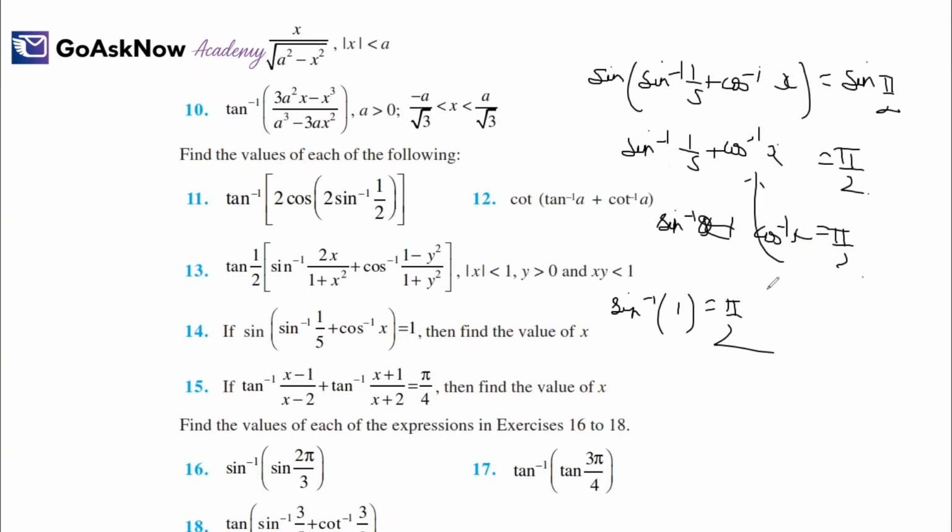So cos inverse x will be equal to what? Cos inverse 1 by 5 only. Because here sine inverse 1 by 5 plus cos inverse 1 by 5 must be equal to pi by 2. So what is the value of x here? 1 by 5. I hope you got it. You see, also a simpler example. Now move forward and see what is next.